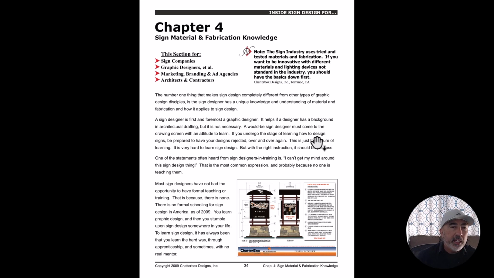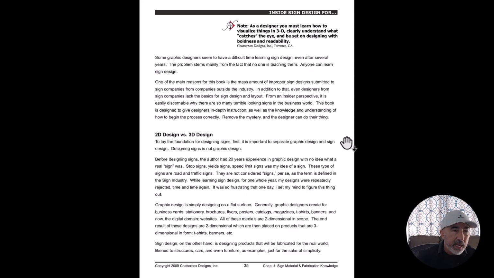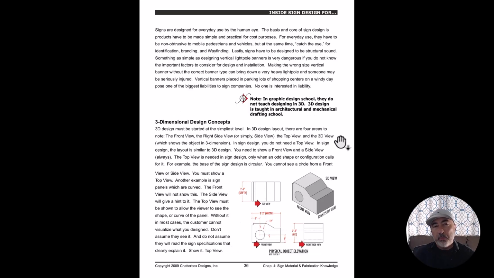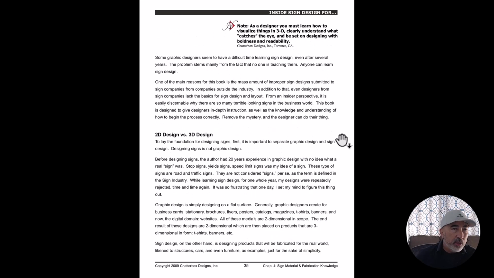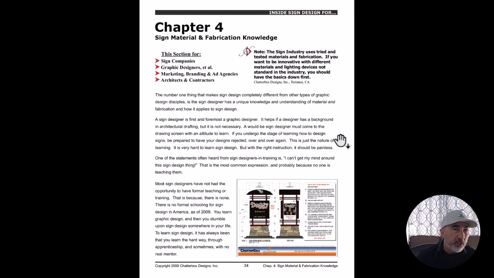Okay, so I guess we're just going to make one big long video because this book is so big and so robust and so in depth that what I would do is pick what chapter you want to focus on and just do that one chapter. That's what I recommend. And then when you've gone over it a couple times or you want to skip to another one, that's what I would recommend. So chapter 4 talks about sign material and fabrication knowledge.